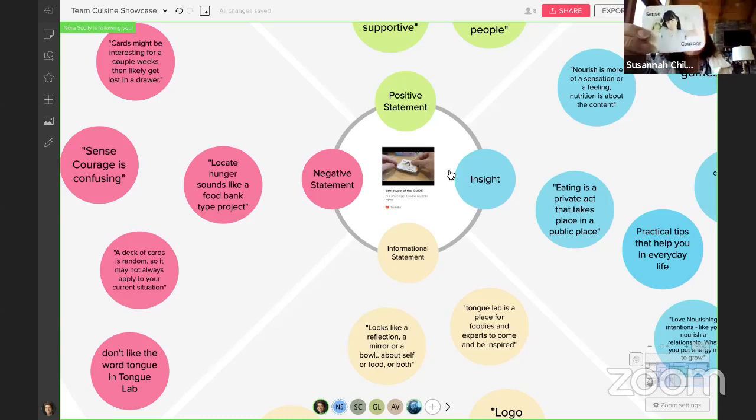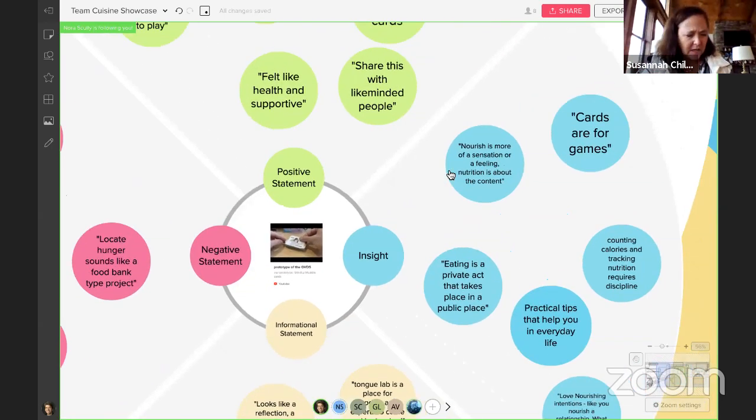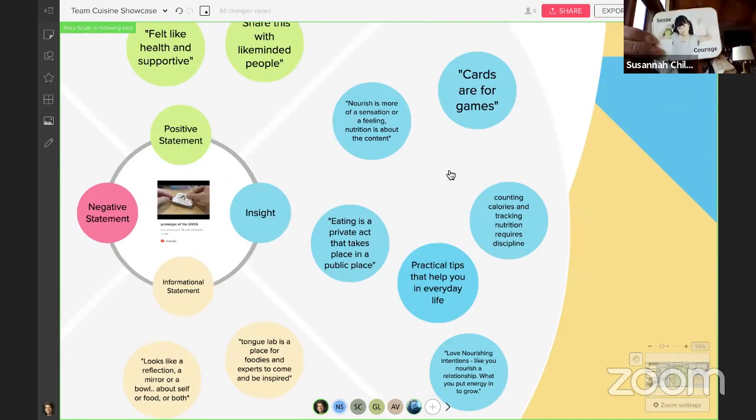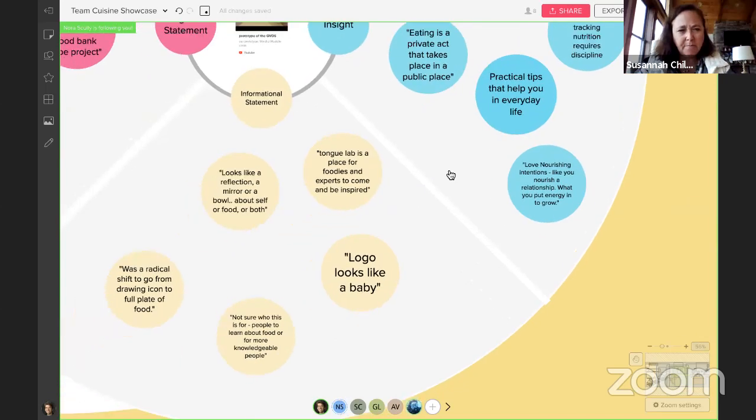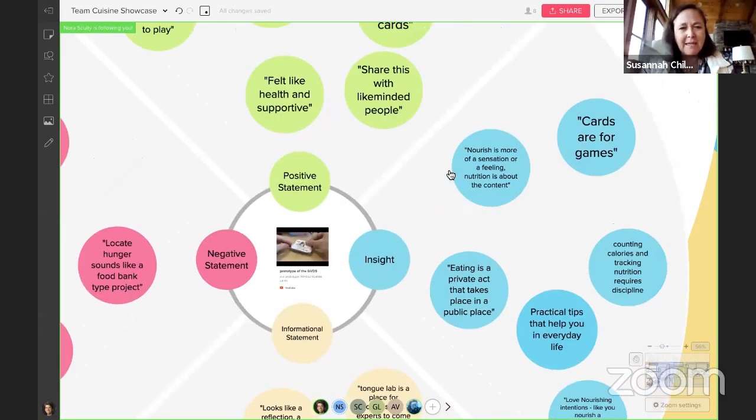On the back, we got some great feedback in terms of things like sense and courage, which was maybe confusing, and locate hunger, like Nora had said, elicited things like, that's fascinating, and I'm not sure if this is a hunger project or something around my body and for myself. There was a little bit of disconnect between the hand-drawn logo and the pictures. So, prototyping, we got feedback on that, and we had a great time getting to actually see it and get really quick feedback.